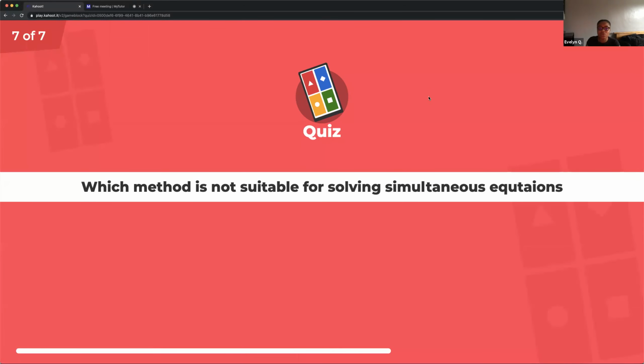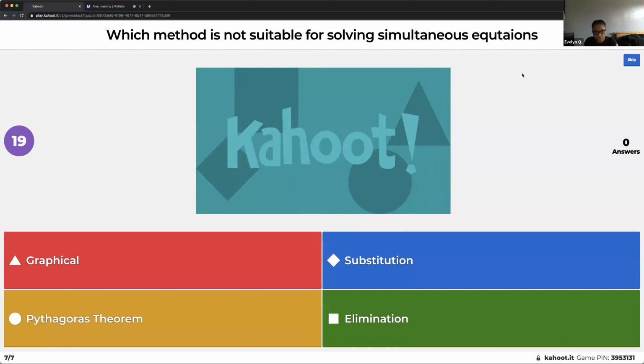Which method is not suitable for solving simultaneous equations? Which one do you think it is?